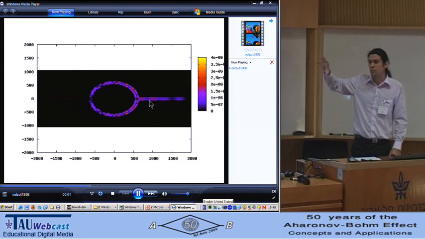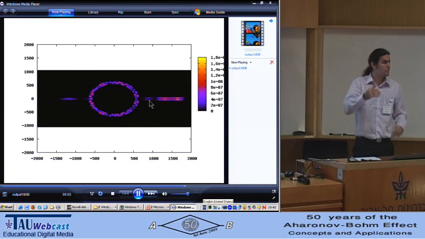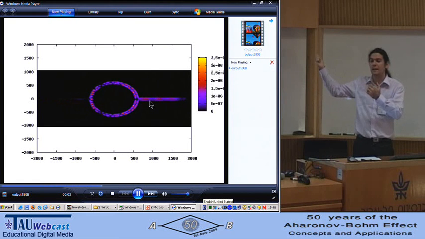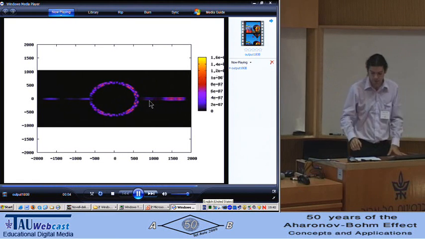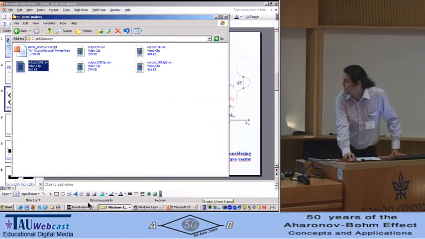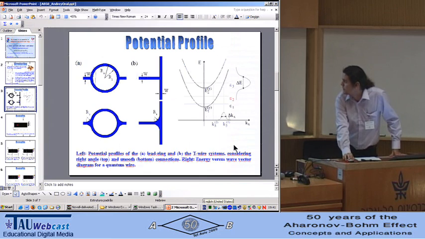The phase due to the magnetic field makes the wave function able to get out in the second subband instead of the first one. If you want more information, you can see our paper in Physical Review B.